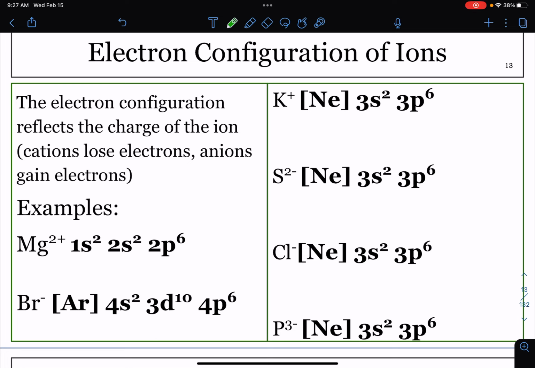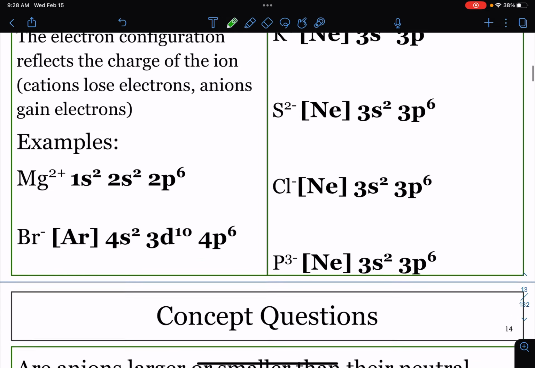All of these elements, potassium ion, sulfide ion, chloride ion, and phosphide or phosphorus ion, they all want to have the same number of electrons as the nearest noble gas, which happens to be argon for all of them. So all of these will have the same electron configuration as argon.